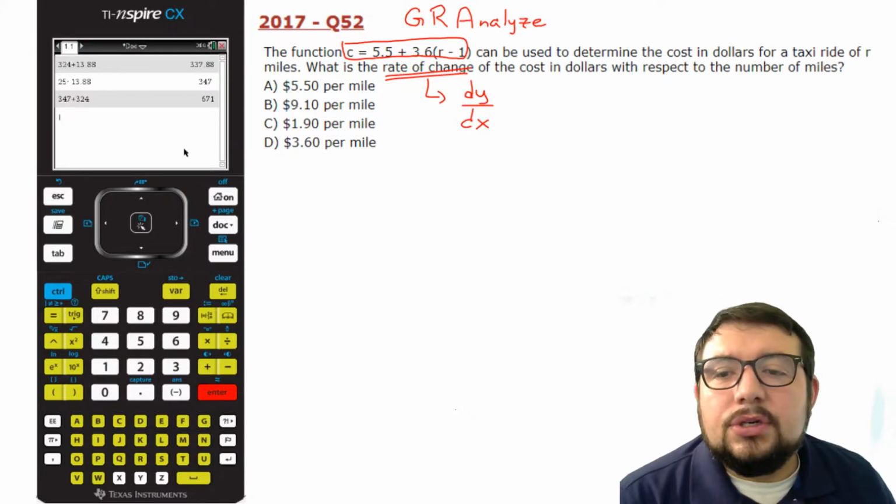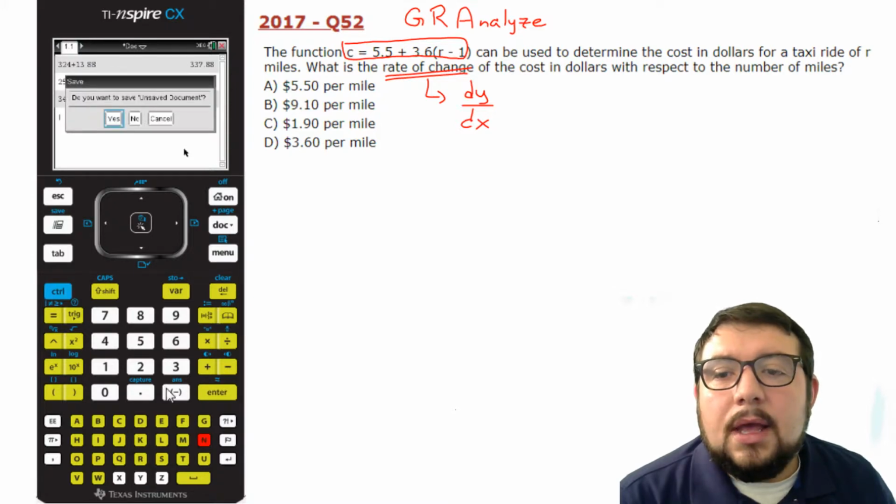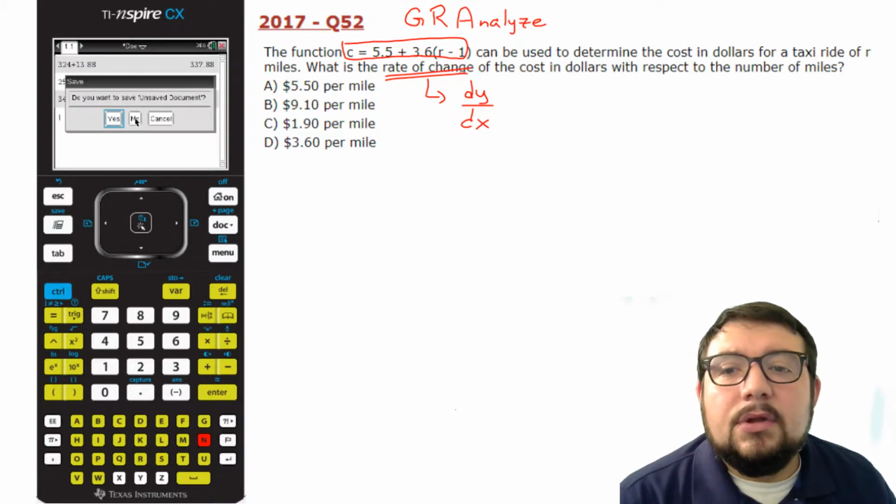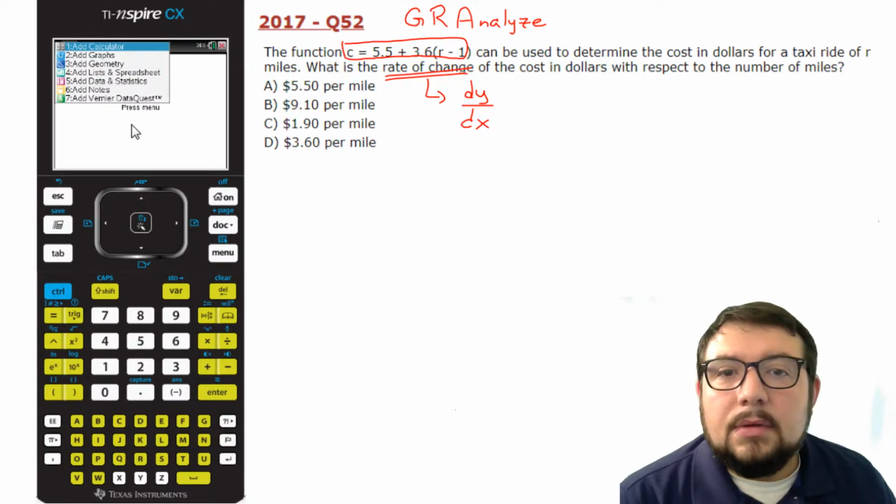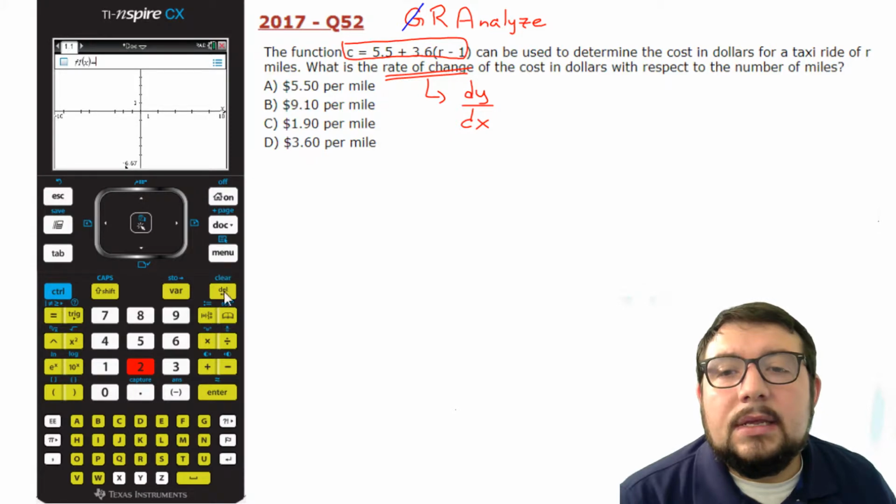Let's push Control N and start our problem. We press no to clean out the calculator's brain, and now we go right in and start choosing. We go to graph, that's the G. We delete the equal sign and we go to 6, that's the R.